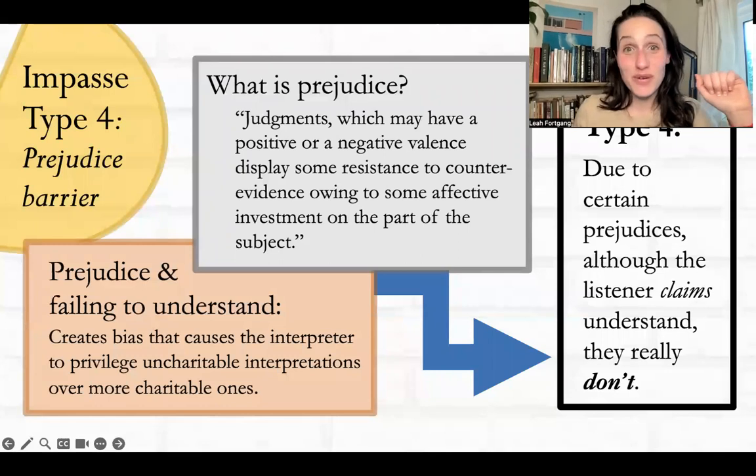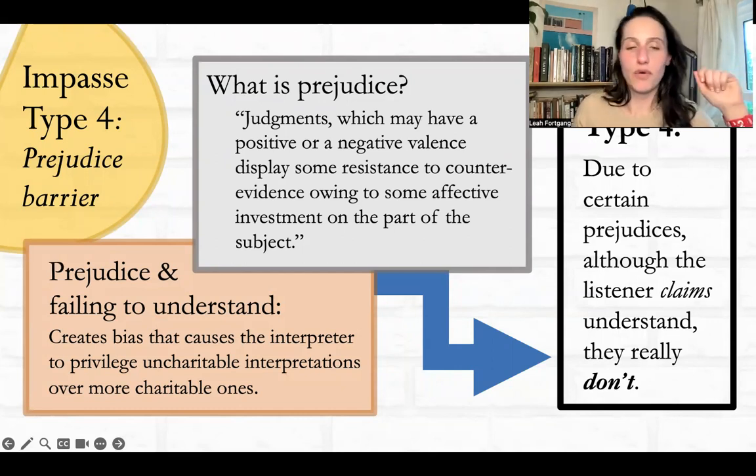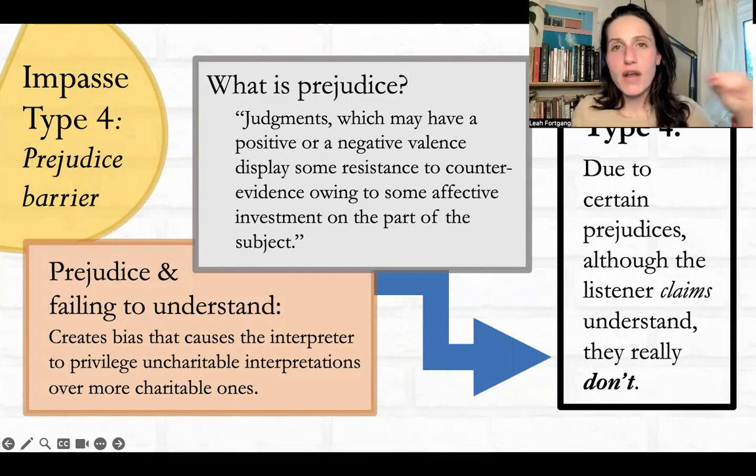All right, so when willful hermeneutical impasses link up with prejudice, you have what Anderson identifies as a type 4 hermeneutical impasse, where there is a barrier in understanding due to prejudice that gives rise to a willful hermeneutical impasse.